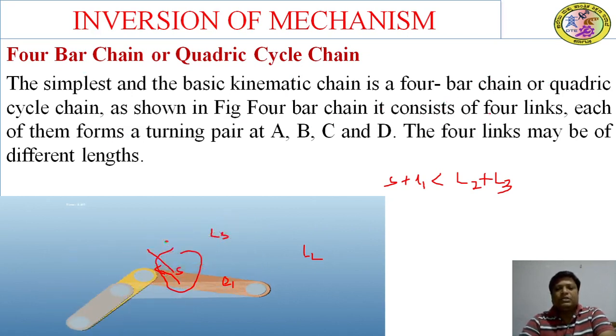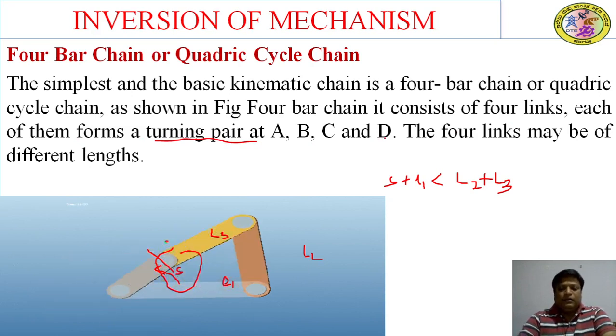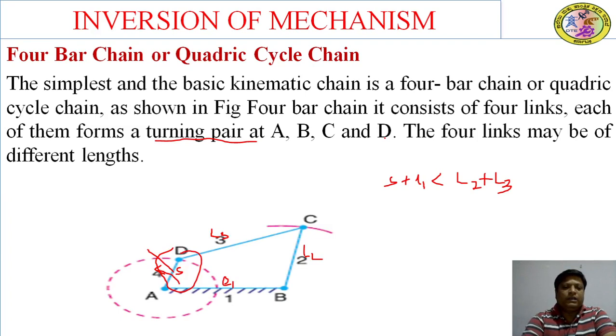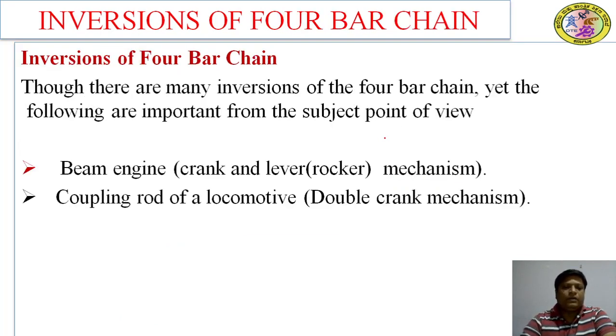So for a 4-bar chain to exist, consider 4 links and 4 turning pairs, at A, B, C and D. Got it? Let us move to the inversion of the 4-bar chain.